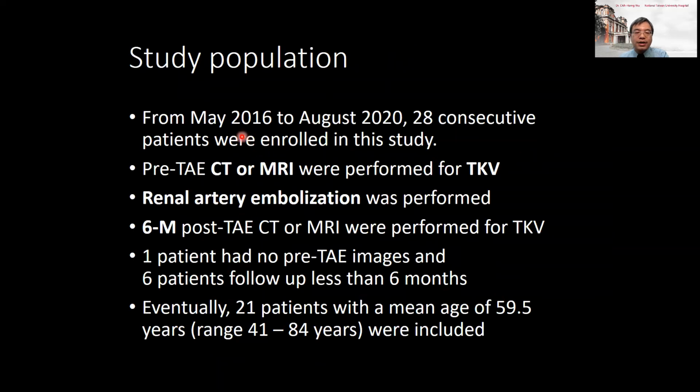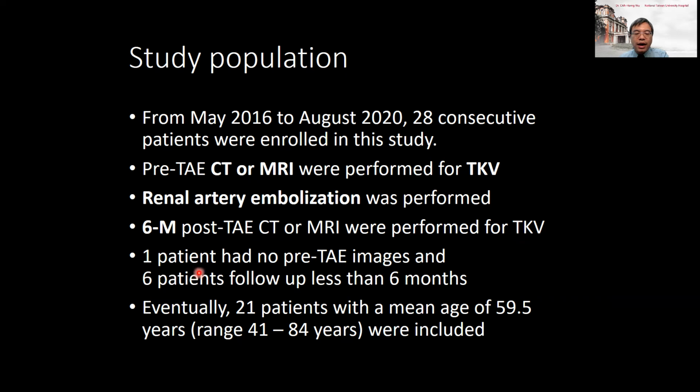From 2016 to 2020, 28 patients were enrolled in this study. We performed pre-intervention imaging for total kidney volume estimation, and then did the renal artery embolization. 6 months after intervention, we performed CT or MRI again and calculated the total kidney volume.